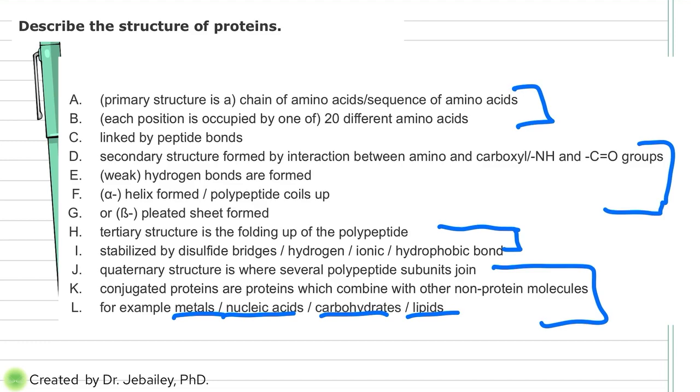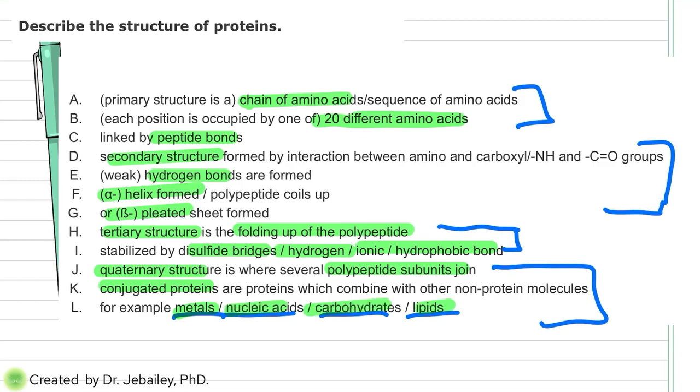So just as a recap again, make sure the first one is just about this chain of amino acids with peptide bonds, and there's about 20 different of them. Secondary structure is all about the hydrogen bonds and forming alpha and beta. The tertiary one, it's about hydrogen and ionic bonds, so there's a lot of folding going on. Quaternary is more of many polypeptides with conjugated proteins, examples, metals, nucleic acids, carbs, and lipids. So make sure you know those 4 levels. That will be describing the proteins.